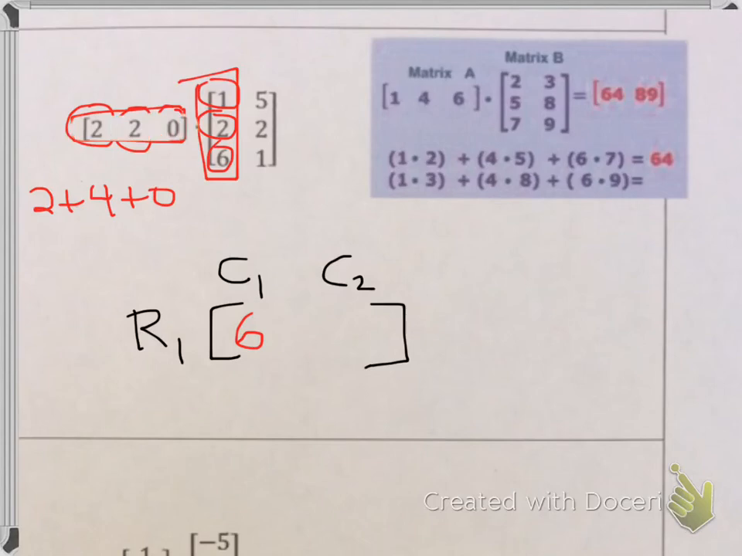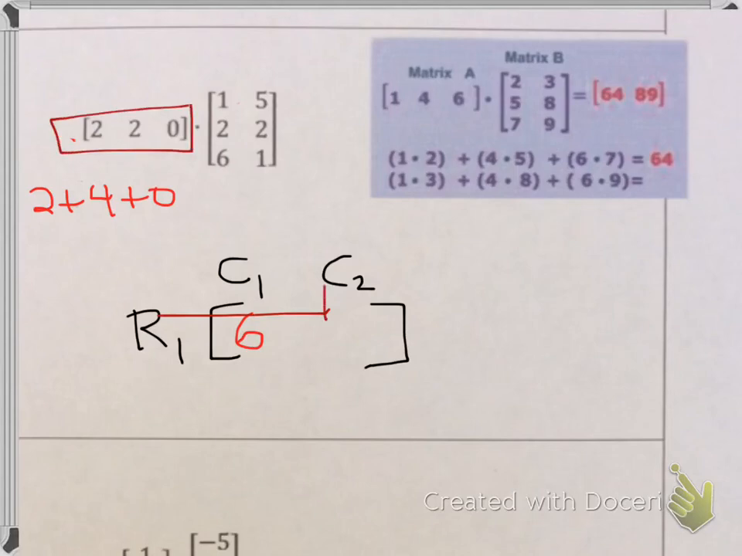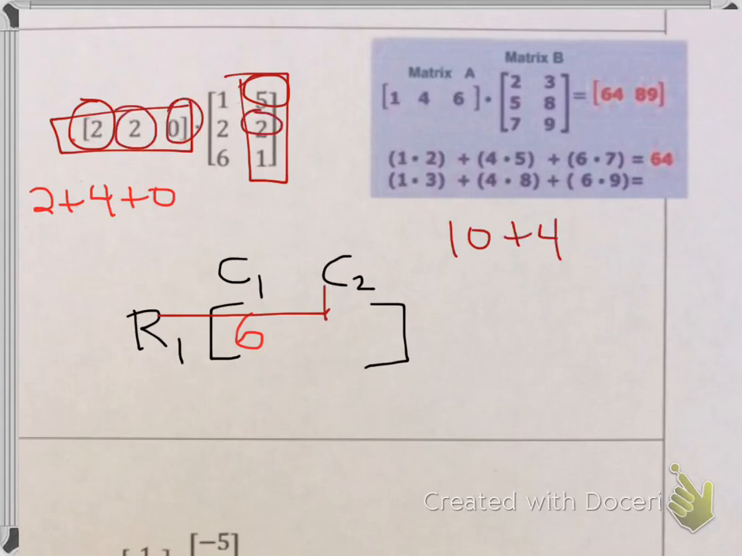And then I would do my second position in my matrix. My second position is found by doing row 1 and column 2. So row 1 again is the entire matrix. Column 2 is that second column in that matrix. And I'm going to multiply those together position by position. So first spot and first spot to get 10. Second spot and second spot to get 4. And third spot with third spot to get 0. Those add together to be 14. So the solution to my matrix multiplication is the matrix 6 and 14.